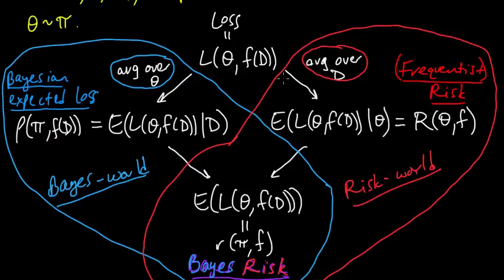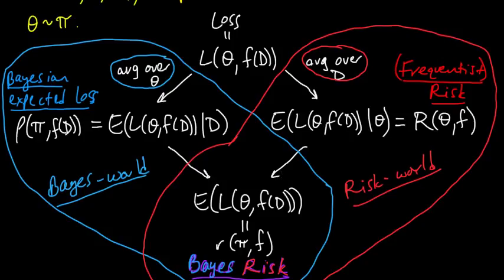Because when we're in risk world, we've averaged over the data, and whenever we're in Bayes world, whenever we're in the blue part, we've averaged over theta. So this is very simple and probably totally obvious to you the way I'm explaining. I hope it's totally obvious, because it's not totally obvious when you're learning this stuff, and all the notation in these different cases is different and the terminology is different. So I hope this is blindingly obvious to you.